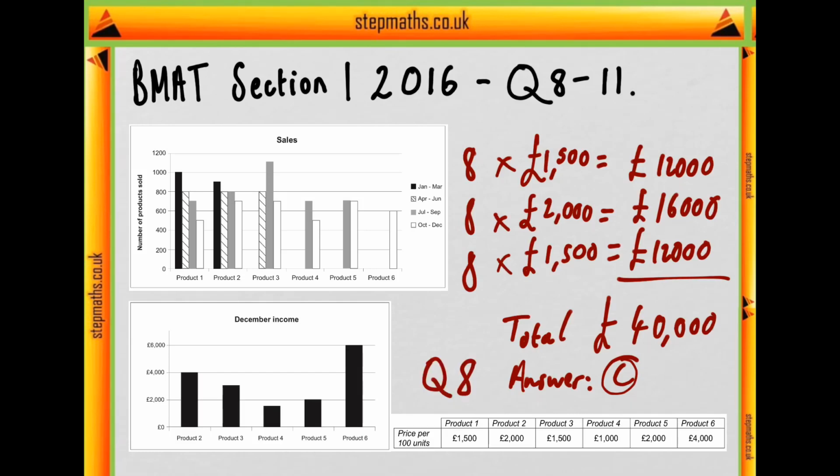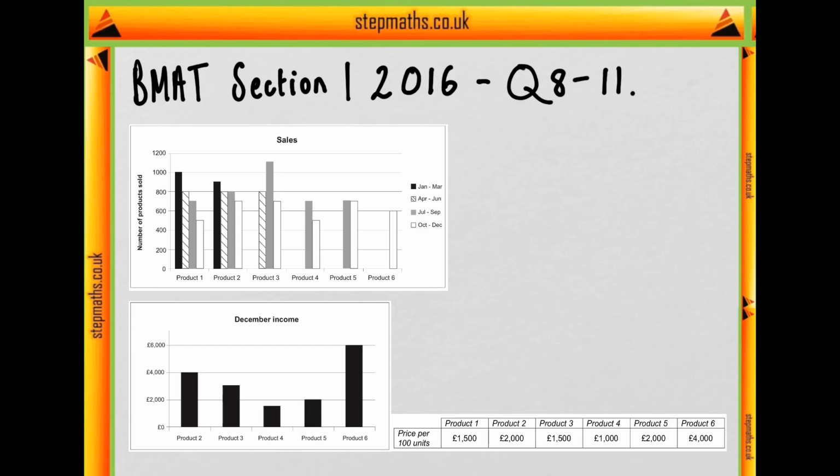So, now that we're done with question 8, let's move on to question 9. Well, in question 9 we're told that when product 2, which we can see here, has been on sale for 3 months, 2/3 of its sales had been in the first month. So let's bear in mind that product 2 was sold at the start of March, and we're told that when it had been on sale for 3 months, so March, April, May, 2/3 of its sales had been in the first month, namely March. So March contained 2/3 of sales.